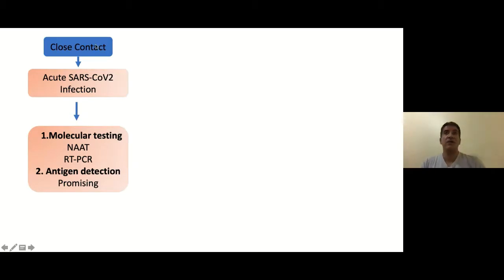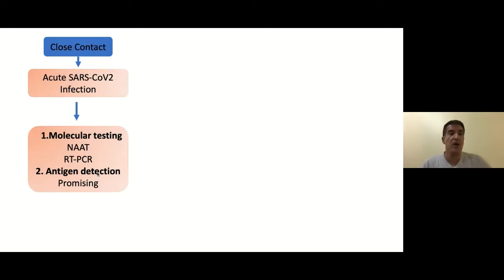Starting with a patient who has contact with a positive case, the first step is to establish whether the patient got infected or not. So you want to diagnose acute SARS-CoV-2 infection, and there is only one way to do that: molecular testing, the nucleic acid amplification test, also known as PCR. That's the gold standard, and there is no other way to diagnose acute SARS-CoV-2 infection. Antigen detection is a promising technique and it's been used in some places, but it's not widely available commercially right now.